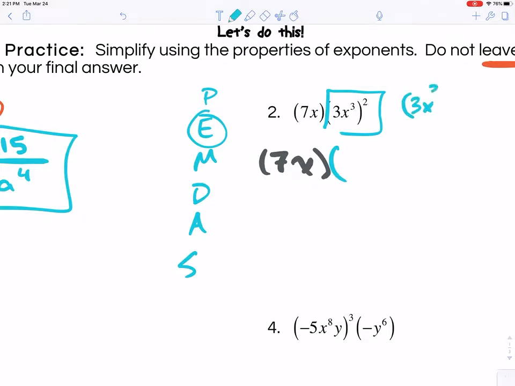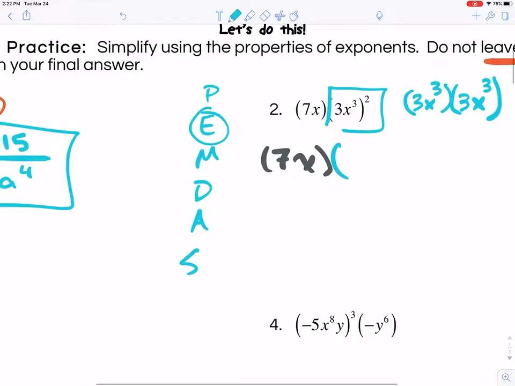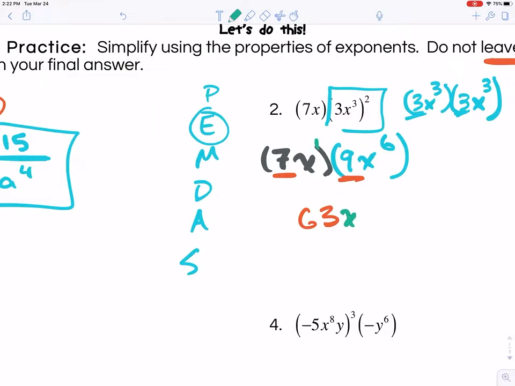That's essentially 2 copies. So 3 times 3 is 9. But then again, when you have multiplication with exponents with a common base, it implies an addition. So it's going to be x to the 6th power. So 7 times 9 would be 63, and this x here is really x to the first. So 1 plus 6 gives me x to the 7th is my final answer.